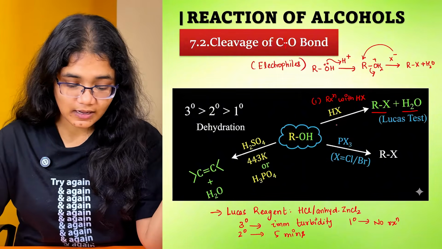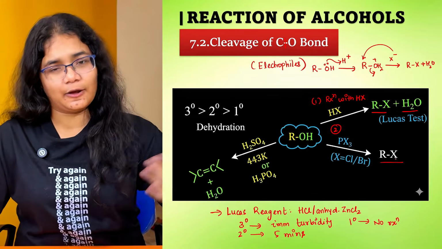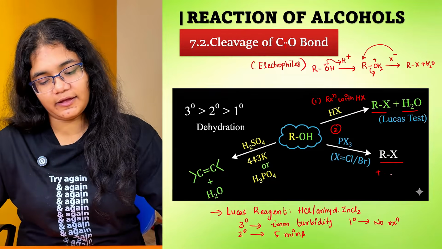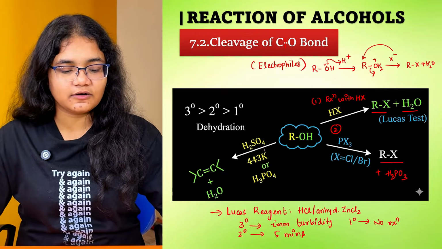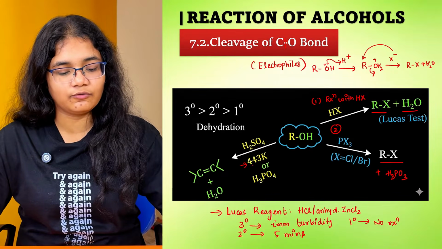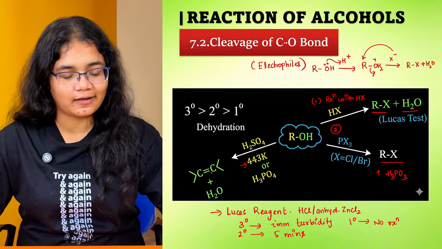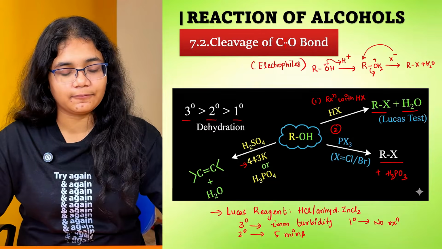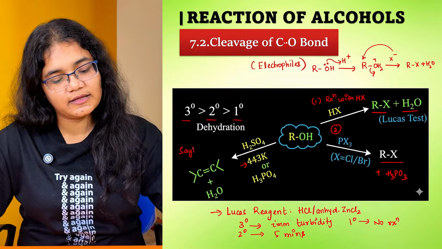Okay. Now the second one is the reaction with PX3. This we have studied in the haloalkanes chapter also. So you will get RX plus H3PO3. Next, the third one is dehydration reaction. If I use concentrated H2SO4 at 443 Kelvin, it will remove a water molecule and you will get alkenes, and the order of dehydration is 3 degree, 2 degree and 1 degree. Also remember, the alkenes are formed using Saytzeff rule.